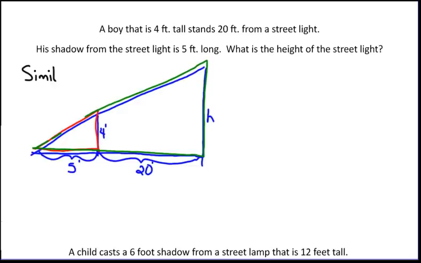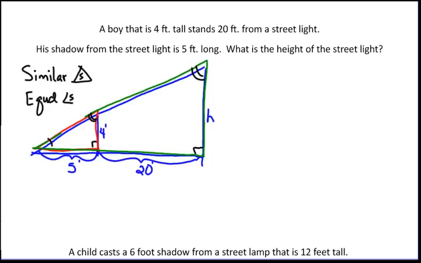Similar, in this case, is a mathematical word. Similar triangles, and we know that they are similar because they have equal angles. Both of these triangles share this angle here. Both of the triangles are right triangles. And that means that this angle must also be equal to this one.